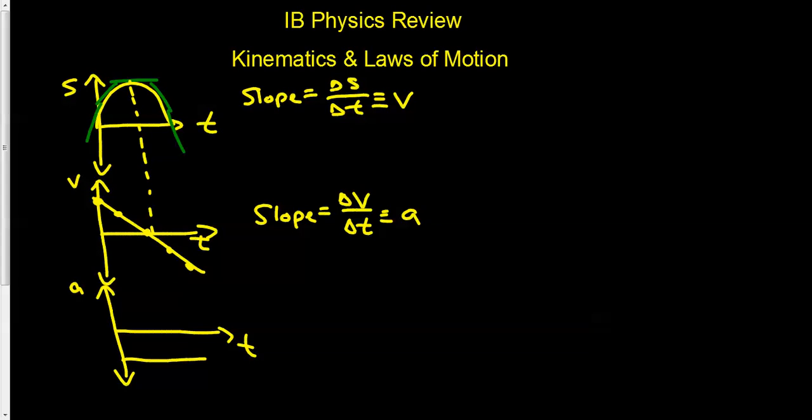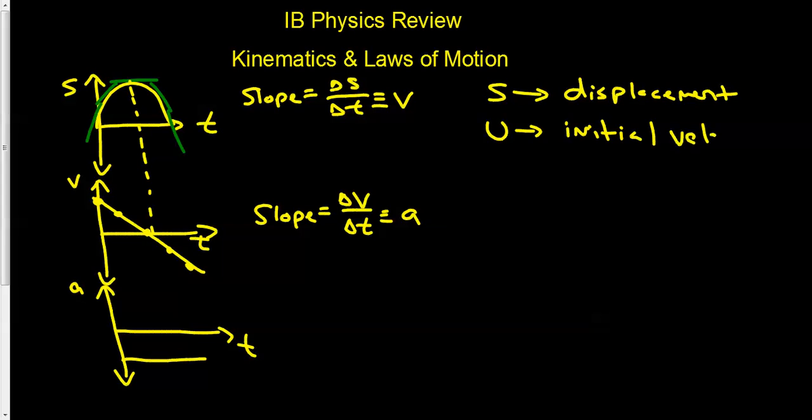Now a couple important points: the IB uses S for displacement, while the AP uses X or Y for your position, both horizontal and vertical. The IB just uses S, and U represents the initial velocity, and V is the final velocity. So it doesn't change the relationships, they're all still there, just slightly different notation.